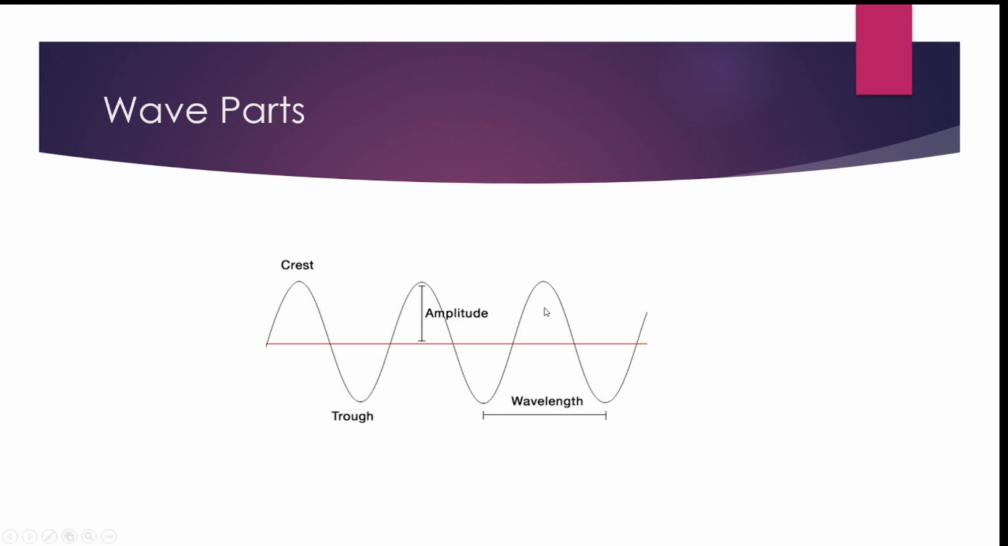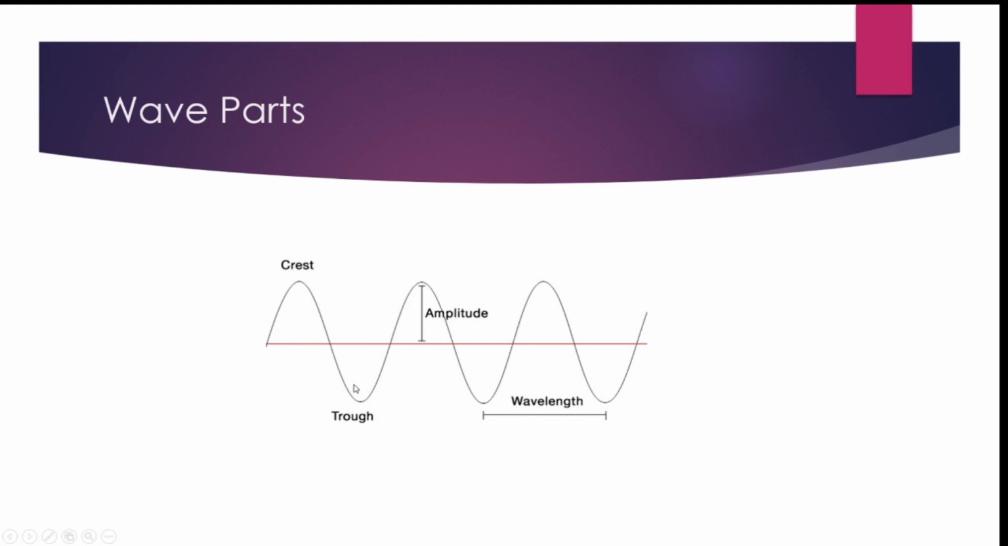I'm going to use my mouse to highlight stuff, but there's different parts of the wave, unsurprisingly. The four parts labeled here are the crest, and that's the top of the waves. So waves have multiple crests as they go along. The trough, which is the bottom of the waves, and then you've got the amplitude. Now this is the midline.